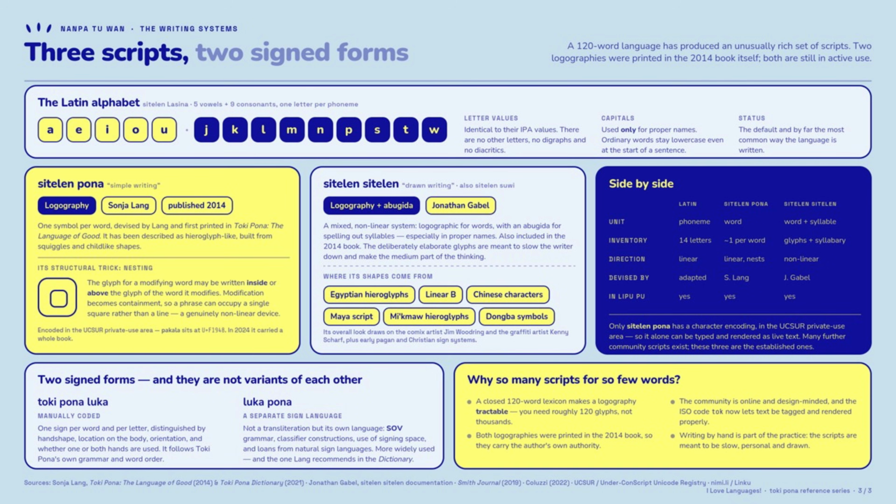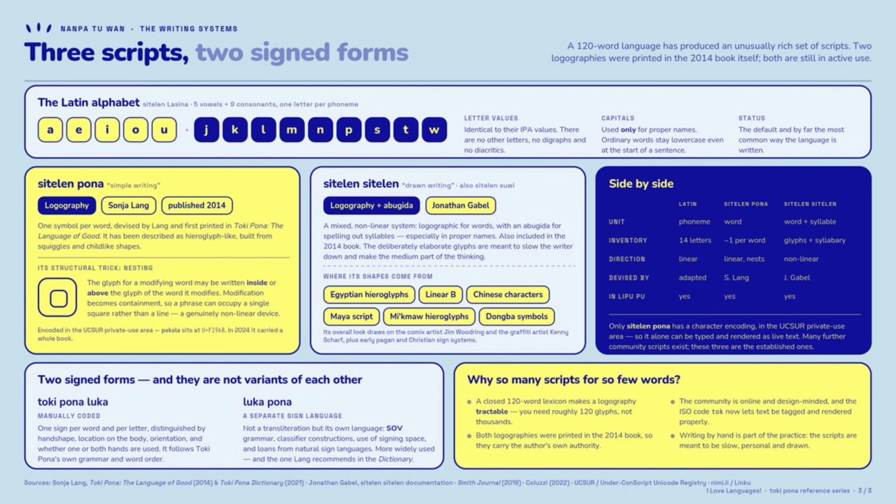Toki Pona is written most commonly in the Latin script, using just 14 letters: a, e, i, j, k, l, m, n, o, p, s, t, u, w, whose values match the IPA. So j is English y, and the vowels resemble those of Spanish, Modern Greek, or Modern Hebrew. Capitals are reserved exclusively for proper names, and ordinary words stay lowercase even sentence initially.